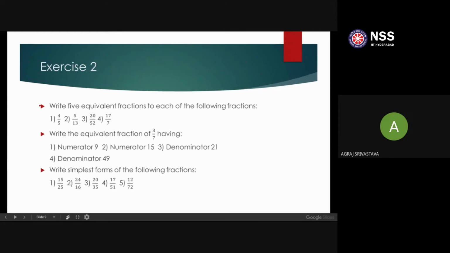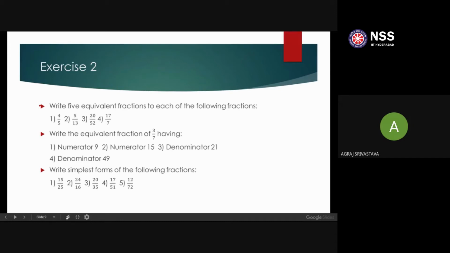So exercise 2 discusses an equivalent fraction and how to convert to different equivalent fractions. For the first question, what I would do is basically just multiply both numerator and denominator by any possible number that you can think of apart from 0. And I'm just going to demonstrate it on 4 by 5.